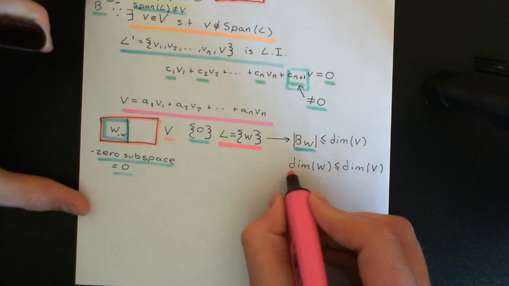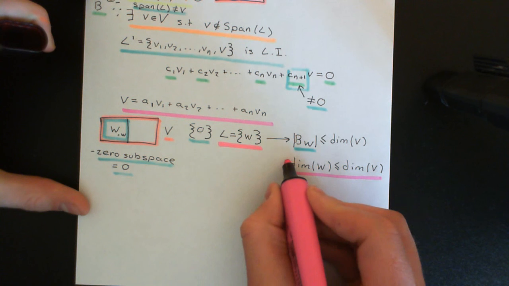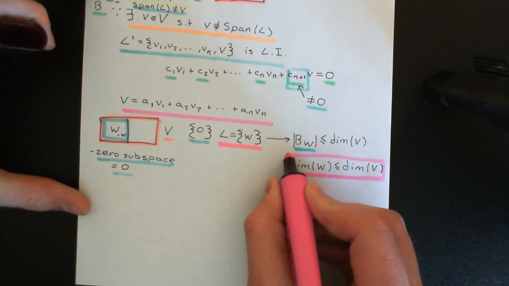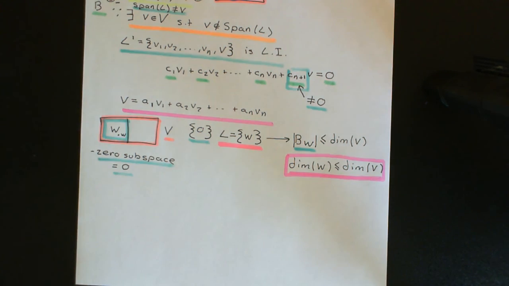Right, so that then is an extremely important theorem about the dimension of subspaces of vector spaces, that the dimension of a subspace capital W is always going to be less than or equal to the dimension of that vector space capital V. Okay, right, and with that then we will end this video on finite dimensional vector spaces.